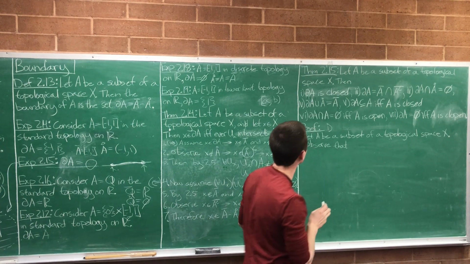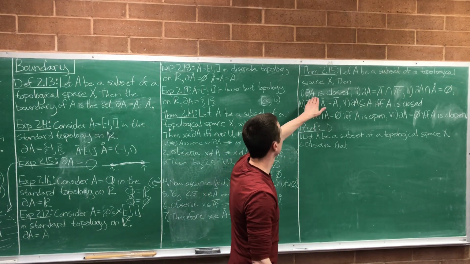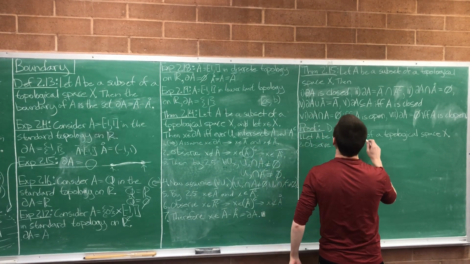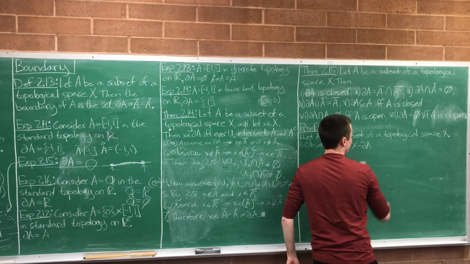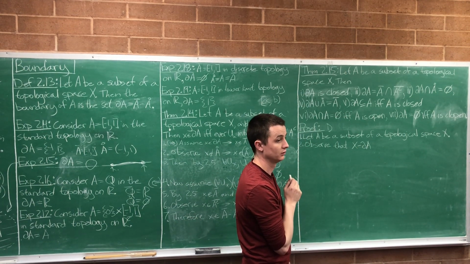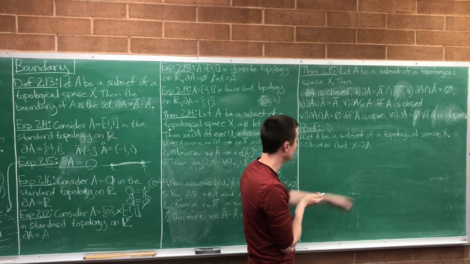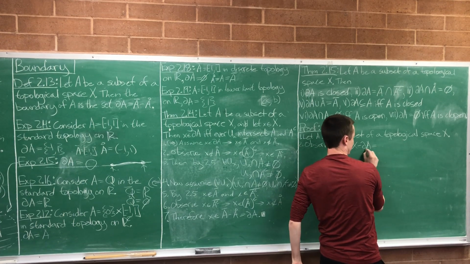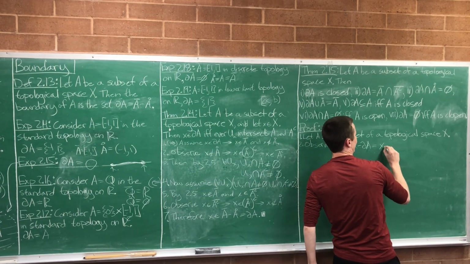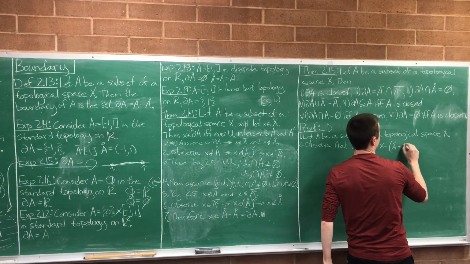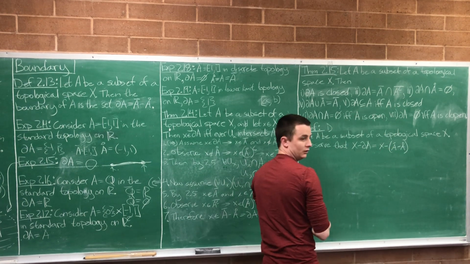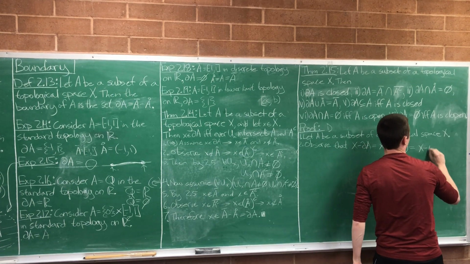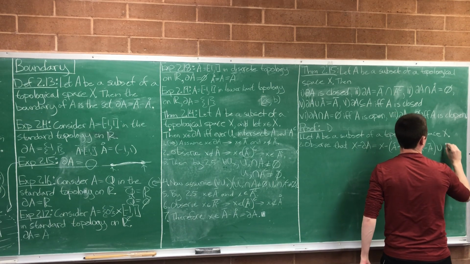Maybe we'll write out the complement explicitly. So in order to show that this is closed, I need to show its complement is open. So I need to show that X minus delta A is open and we're done, right? Because then this set's closed. So this is equal to X minus A closure minus A interior, which is the same thing as X minus A closure union the interior.